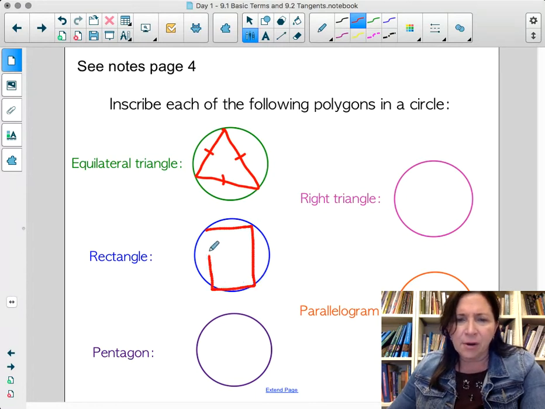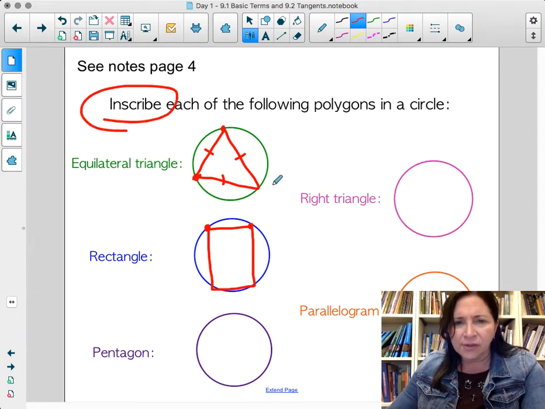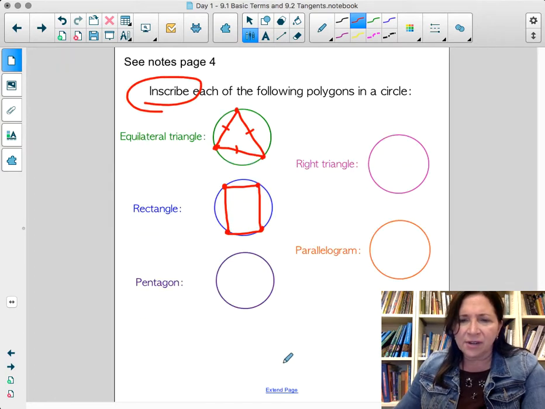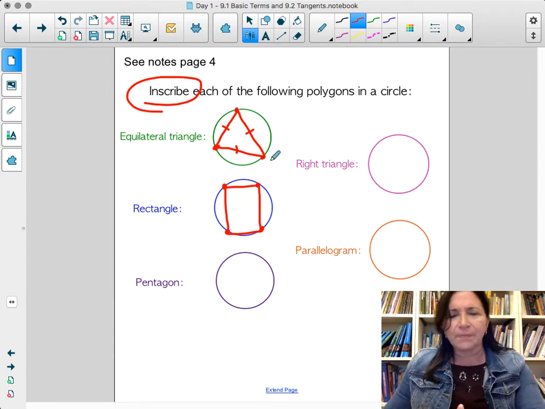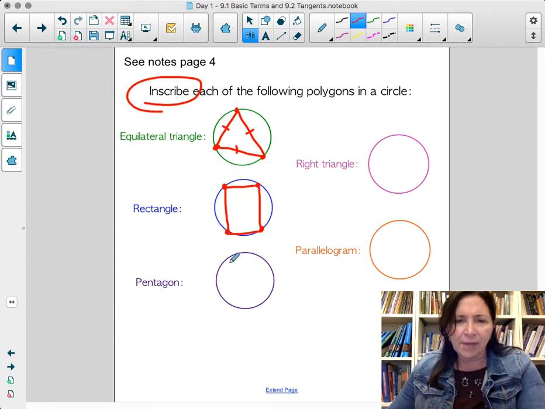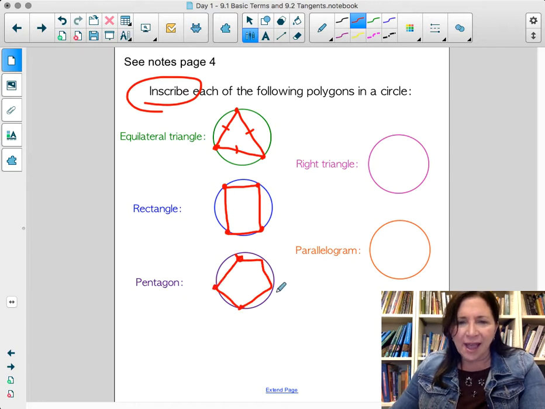The main part is what I hope you're noticing: when you inscribe any shape, all the vertices have to touch the circle. So every one of my vertices has to touch the circle. If they don't, then it's not inscribed. So we have a pentagon. Let's see here. We have 1, 2, 3, 4, 5. But each corner has to touch. Right triangle, again, this goes through here. You've got this happening right here.